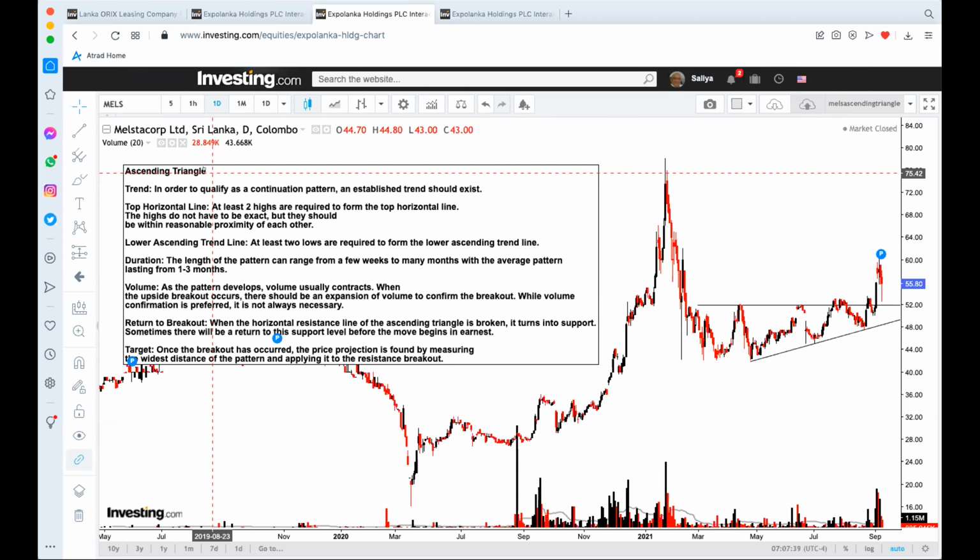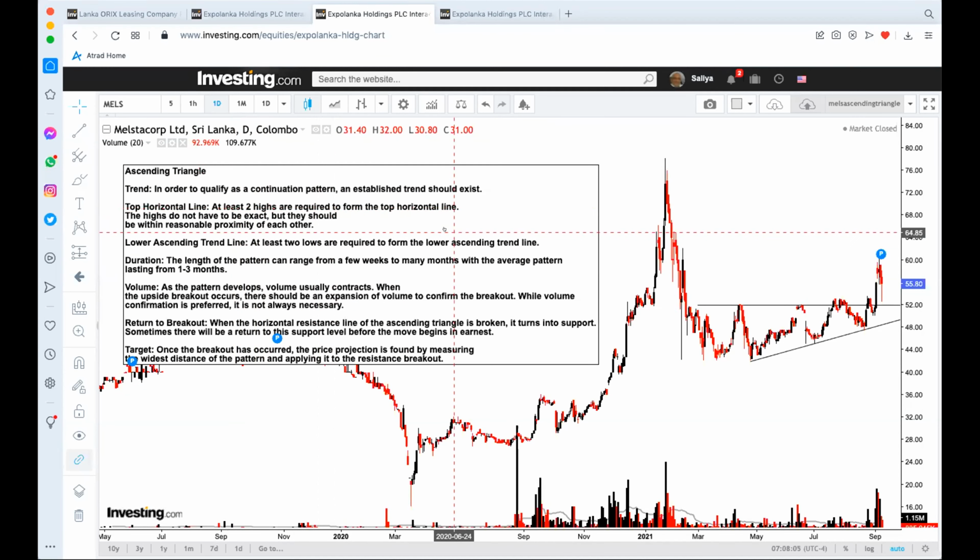In the case of the triangle pattern, you can see that the top horizontal line, which is the resistance line, must at least touch two highs. It says at least two highs are required to form the top horizontal line. The highs do not have to be exact, but they should be within reasonable proximity of each other.